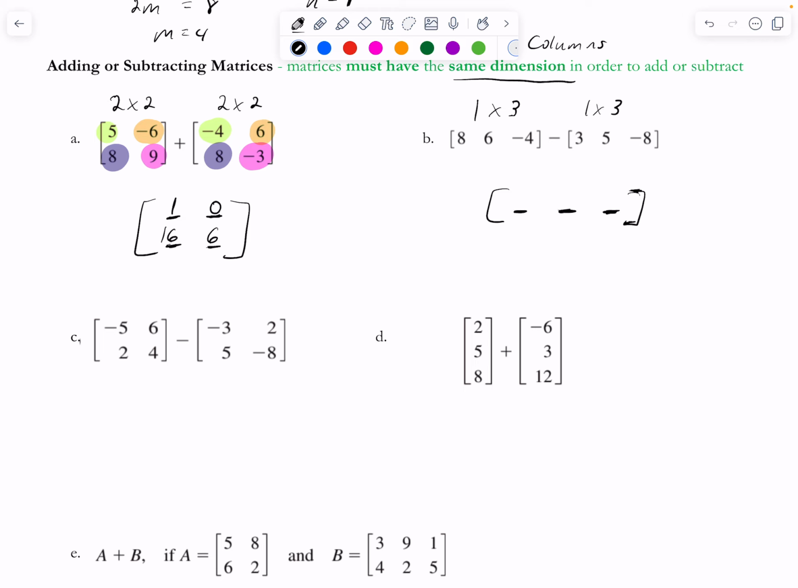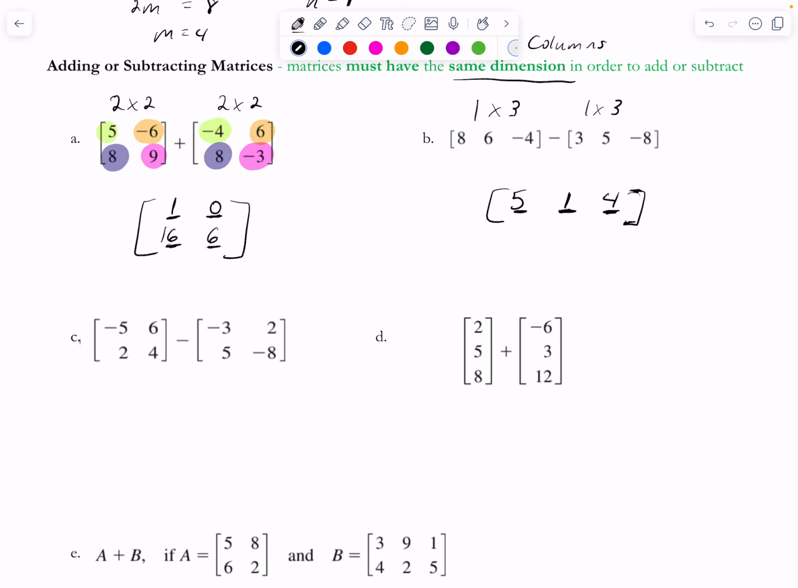You don't have to make those little placeholders like I do. It's just out of old habit of doing this for so many years, especially when we talk about multiplication in class. If you're going to do multiplication by hand, I'd highly encourage using the placeholders. But again, not a huge deal if you don't. So 8 minus 3 is 5. 6 minus 5 is 1. -4 minus -8 is actually -4 plus 8, which is 4.